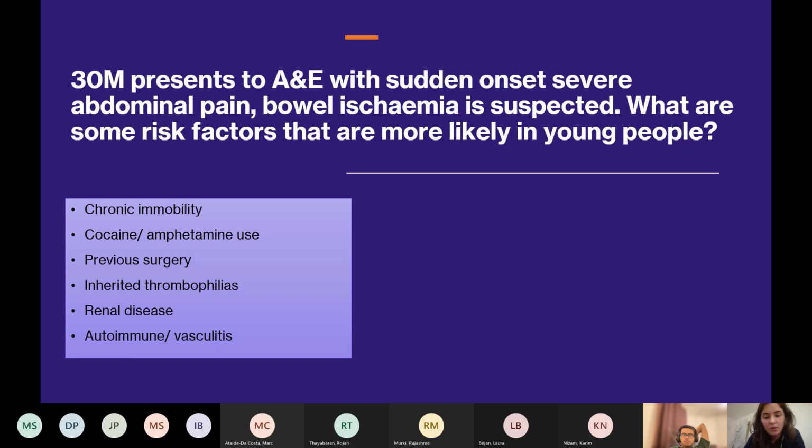So I might skip this one because I've already overrun a bit and Mark's got some really good stuff and some ECGs. So if anyone has any questions, pop them in the chat, but otherwise I'll pass over to Mark.